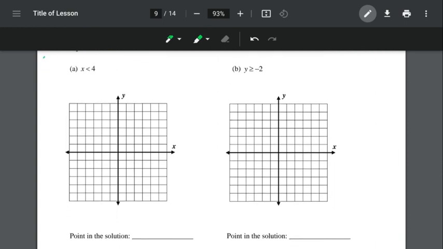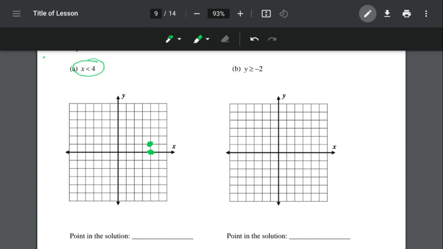So for part A, X is less than 4. I see it's X and a number, so I know it's a vertical line. I'm going to put a point on 4. Now to make a line, I need more than one point. That's a geometry thing. So I'm just going to put another point here. Now I can connect them.